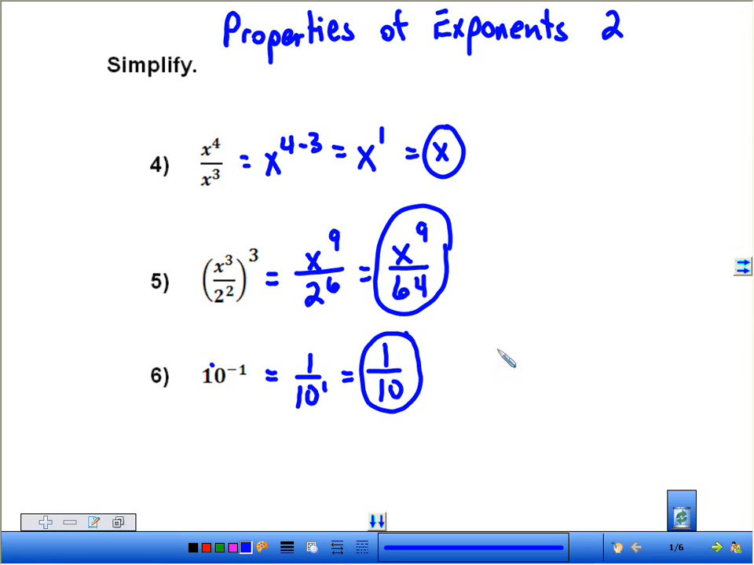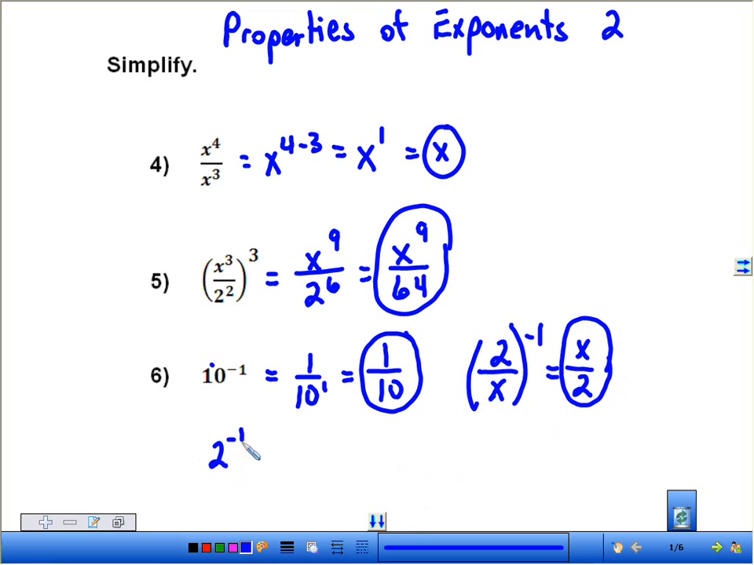I'll do another example like that. If I have 2 over x to the power of negative 1, then I'm just going to flip my fraction. So now I have x over 2. Okay, one more example. What if I have 2 to the power of negative 1 over x? Well, this is 2 to the power of negative 1. It's going to flip over, but the x doesn't go anywhere because it has a positive exponent. So my answer is 1 over 2x.